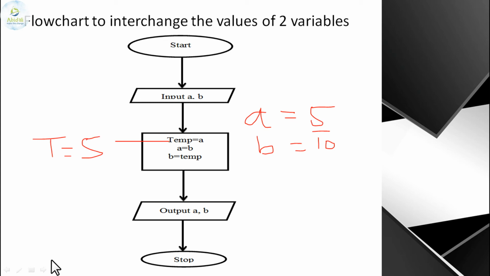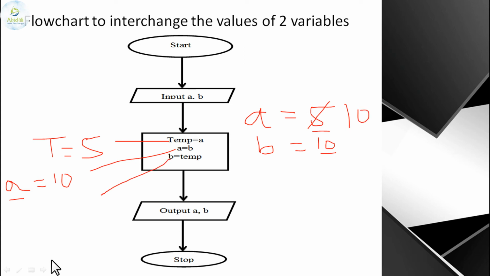That is the very first statement. The second statement is interpreted as A is equals to B. What is the value of B? B value is 10. So what is the new value of A? The new value of A is not 5, it is now 10.